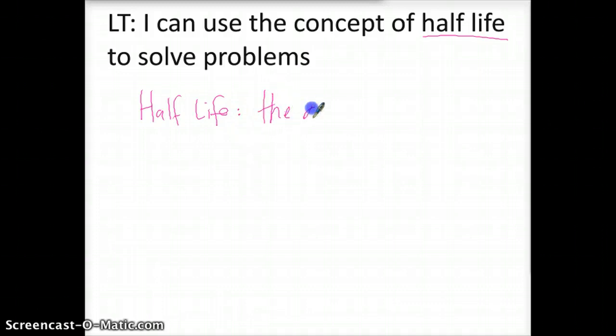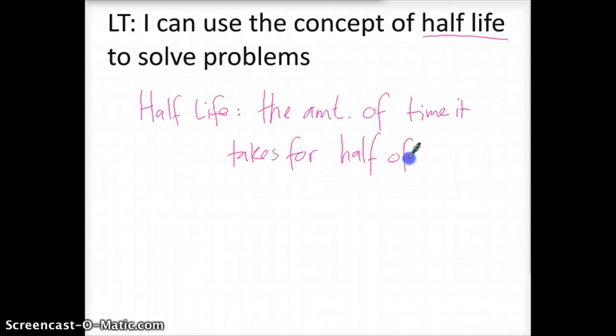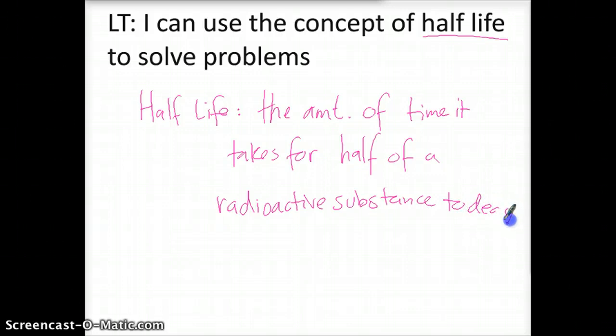So more specifically, it's the amount of time it takes for half of a substance, and we'll be more specific, we'll say of a radioactive substance, to decay. So since it's the amount of time, the units for a half-life will be units of time. So things like seconds, or minutes, or days, or sometimes even years. It depends on what the isotope is.